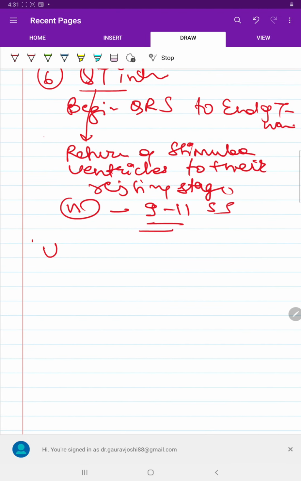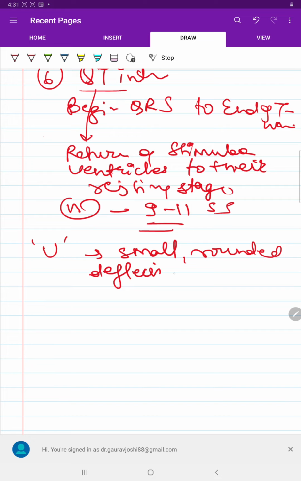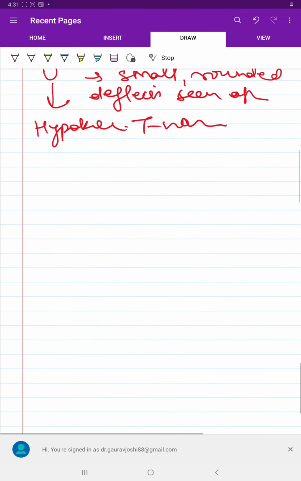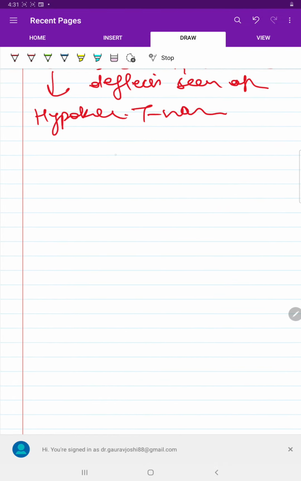And sometimes you appreciate a U wave also. What is a U wave? It is a small rounded deflection seen after the T wave. It is most prominent in hypokalemia. So if you know this much, this is the basics of ECG. I'm not taking up more in this lecture. In the coming lectures I will discuss more segments, limb leads, chest leads. But if you know this much basics, then our life becomes very easy in the reading.